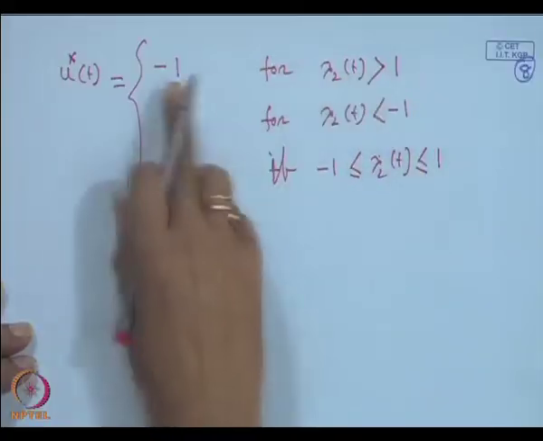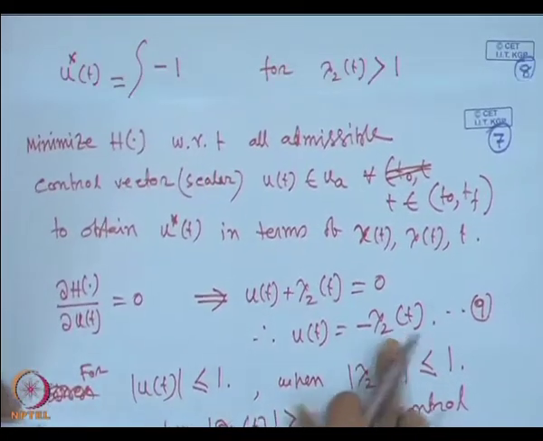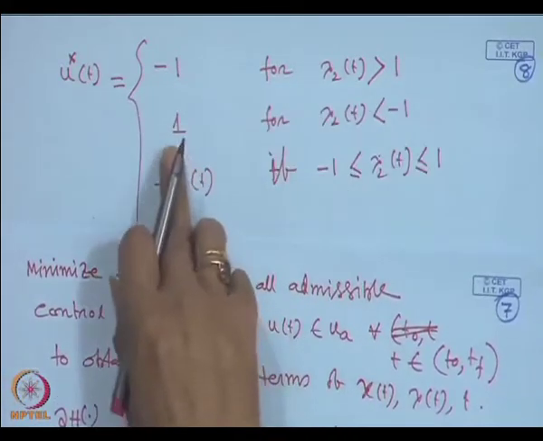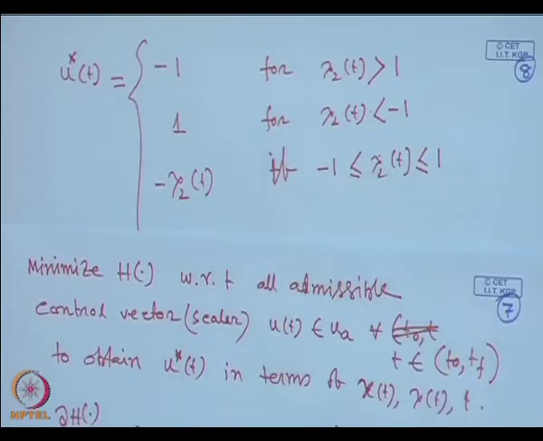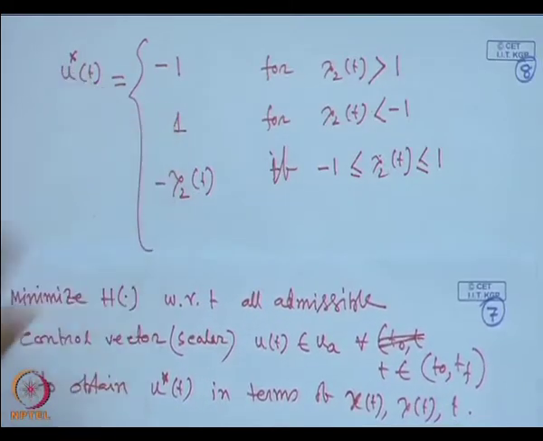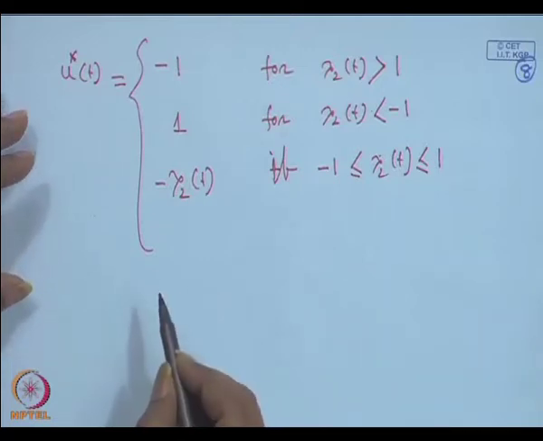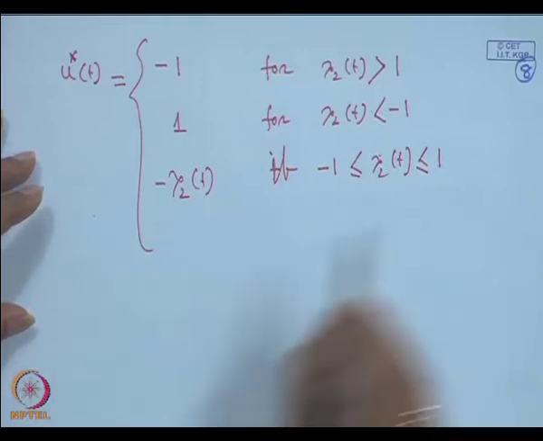Agree? Now, if it is greater than 1, we will switch to plus or minus 1, because we have to make u of t, that if it is greater than 1, we have to switch to minus 1, then u of t is 1. When it is u of minus 1, then we will switch to plus 1. Agree? So, this is the controller.